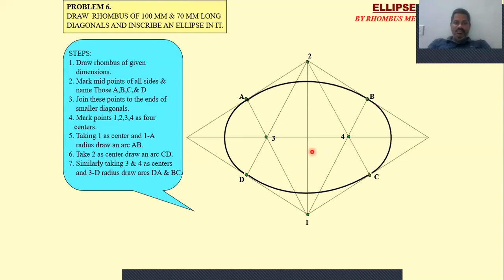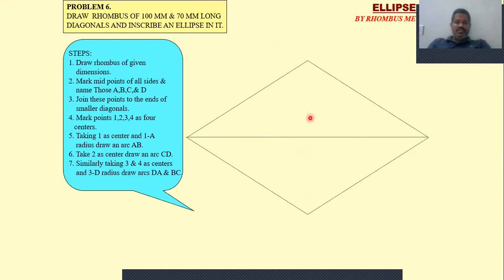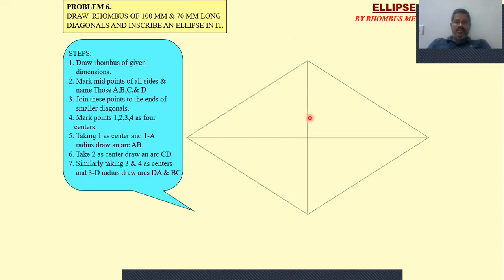This is a very simple method to draw an ellipse, the rhombus method. I repeat this once again. Construct a rhombus with the given dimensions, 100 mm. Draw the two perpendicular bisectors like this. First the perpendicular bisectors, then join all those end points to get the rhombus.